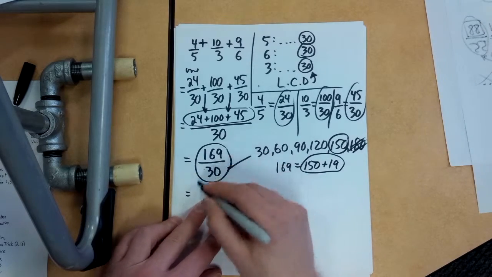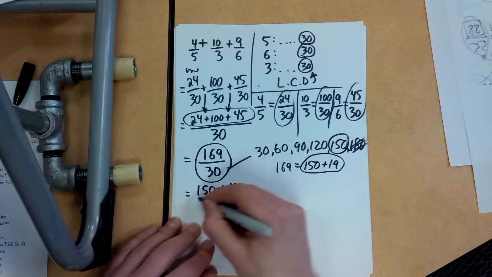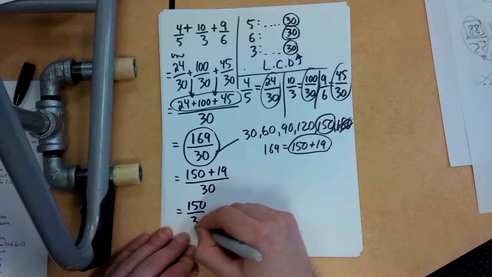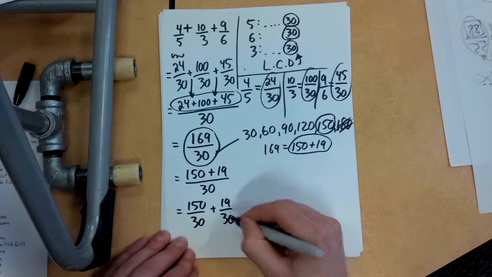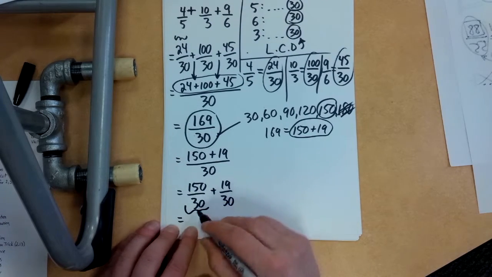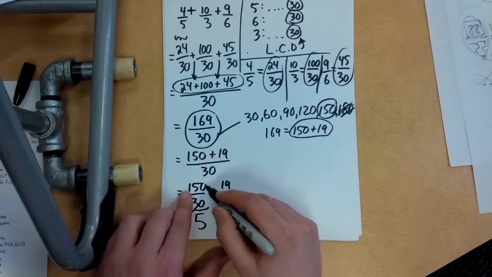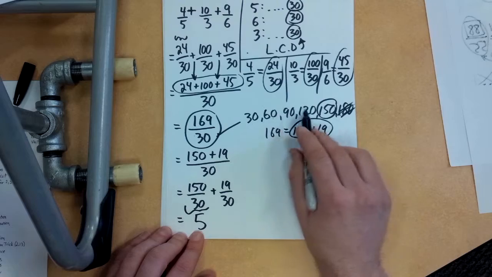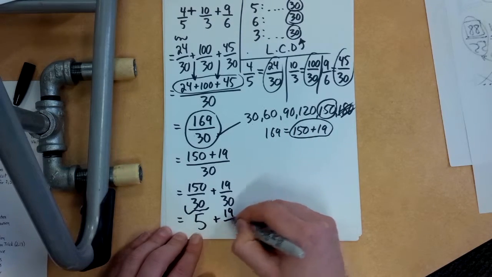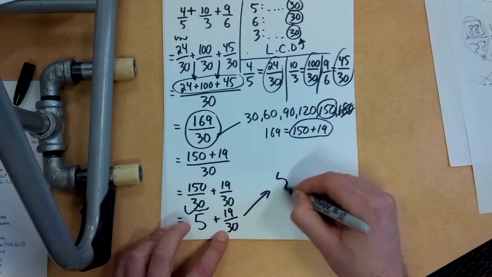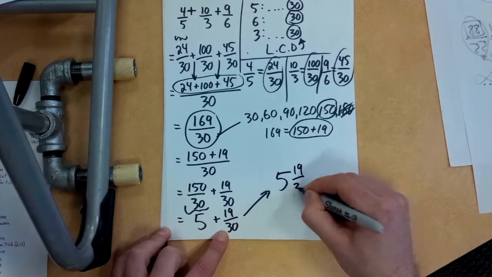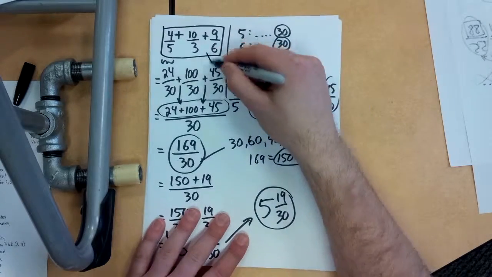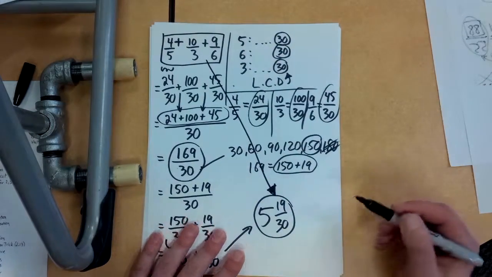So I'm going to break 169 up to be 150 plus 19 all over 30, and then I'm going to break that up again, 150 over 30 plus 19 over 30, and then that means that is 5, because 30 times 5 is 150, 150 divided by 30 is 5. So let's see, 1, 2, 3, 4, 5, that makes sense, plus 19 divided by 30. In other words, 5 and 19 divided by 30. So the answer to the original question here is actually 5 and 19 divided by 30.